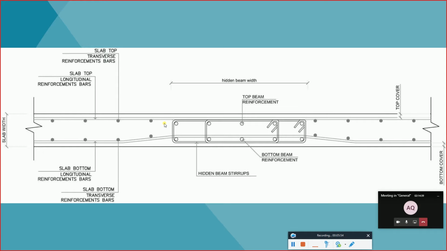And how do we increase the I value? The I value is bd cubed over 12. So instead of increasing the width, if I increase the depth, it will have three times the effect because it's already cubed.